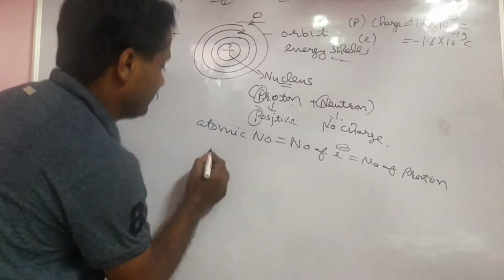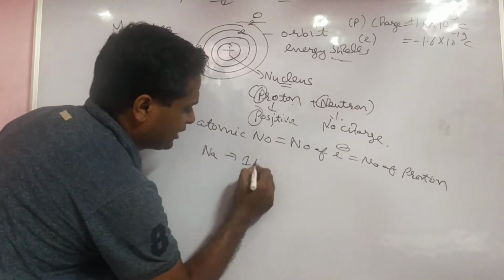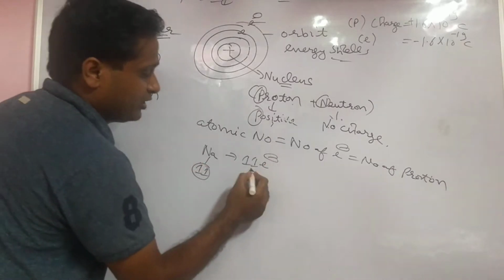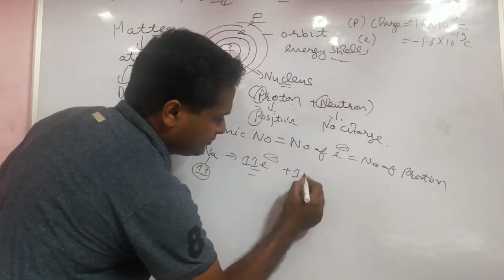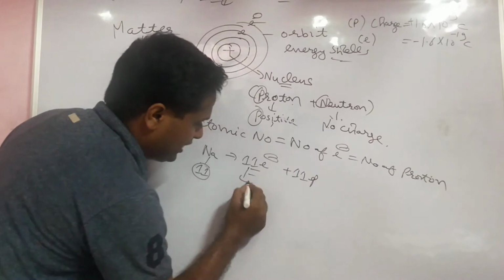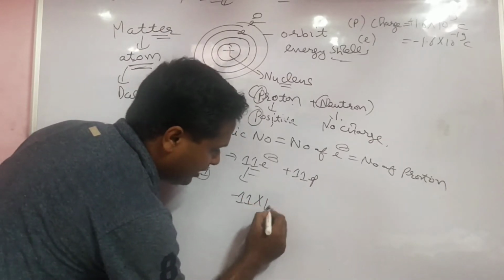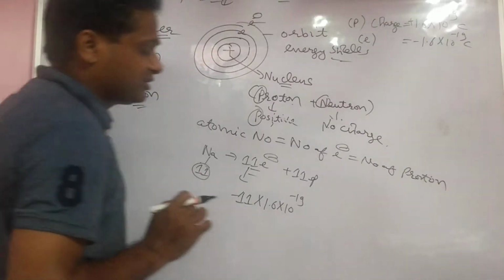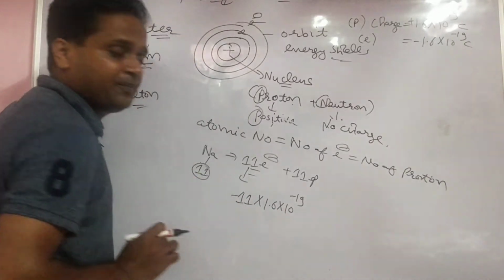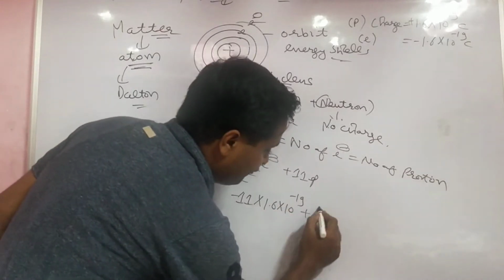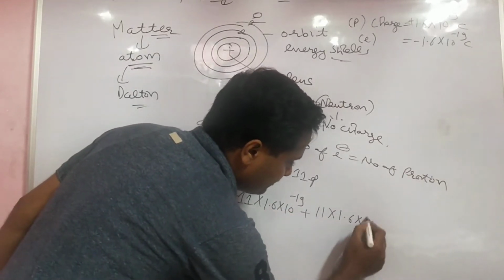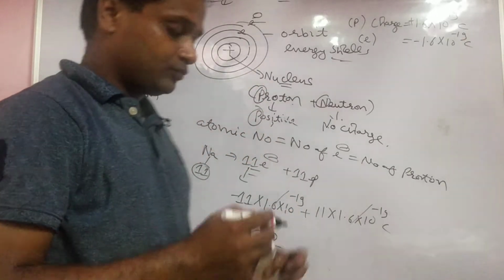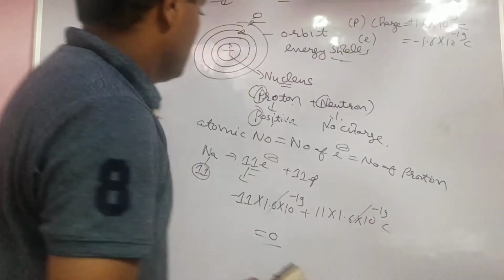For example, sodium. Sodium has 11 electrons because the sodium atomic number is 11, so the number of electrons is 11 and protons also 11. For the electrons, the charge is minus 11 into 1.6 into 10 to the power minus 19, since one electron has charge 1.6 into 10 to the power minus 19, multiplied by 11. The same for the protons. So overall they cancel out to 0. Overall neutral.